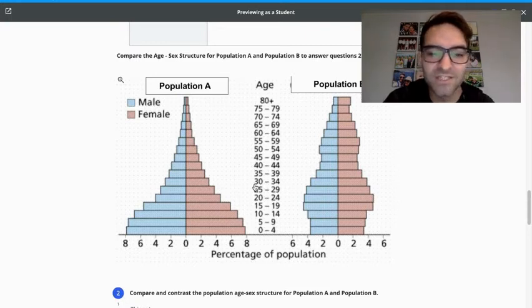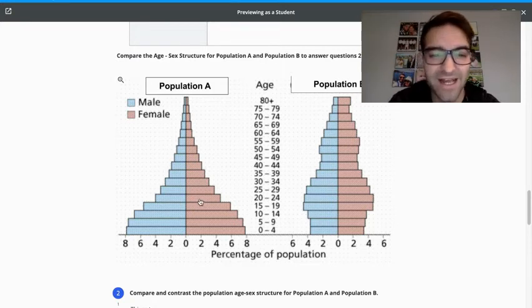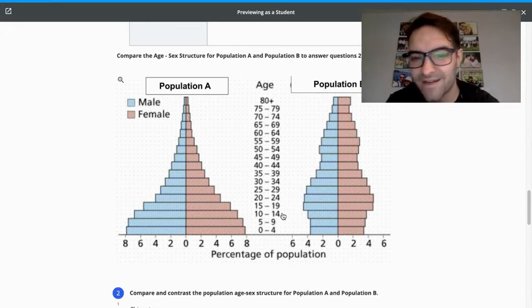Next, I wanted us to look at real life examples of this age-sex structure chart. We had this kind of perfect one in our notes. Looking at this, we have population A, population B, and these are actually two different countries. I want to tell you that, but I took the countries out of them because I didn't want it to be about, oh, which country is better or that kind of thing.